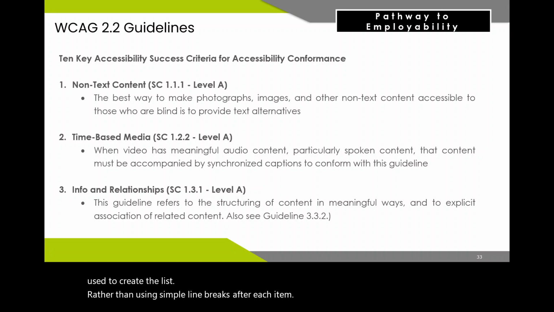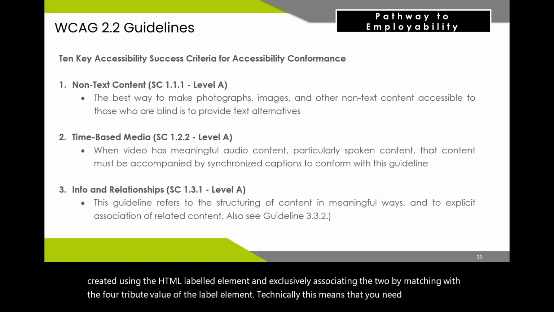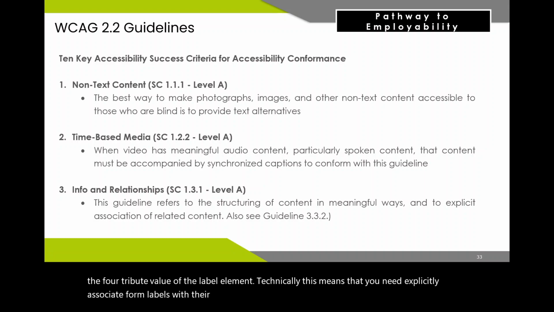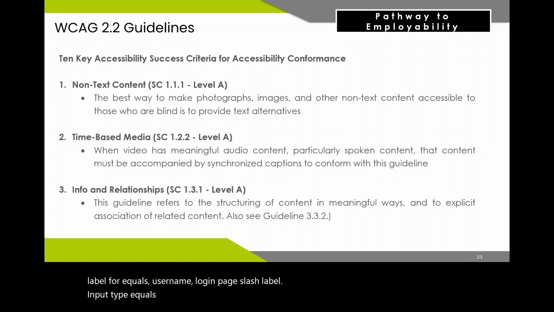Form labels. Relationships between form labels and their respective input fields should be created using the HTML label element and explicitly associating the two by matching the ID attribute value of the input field with the for attribute value of the label element. Technically, this means that you need to explicitly associate form labels with their respective form input fields by matching the for and ID attributes, respectively, as follows. Label for equals username, login name, /label. Input type equals text, ID equals username, /.